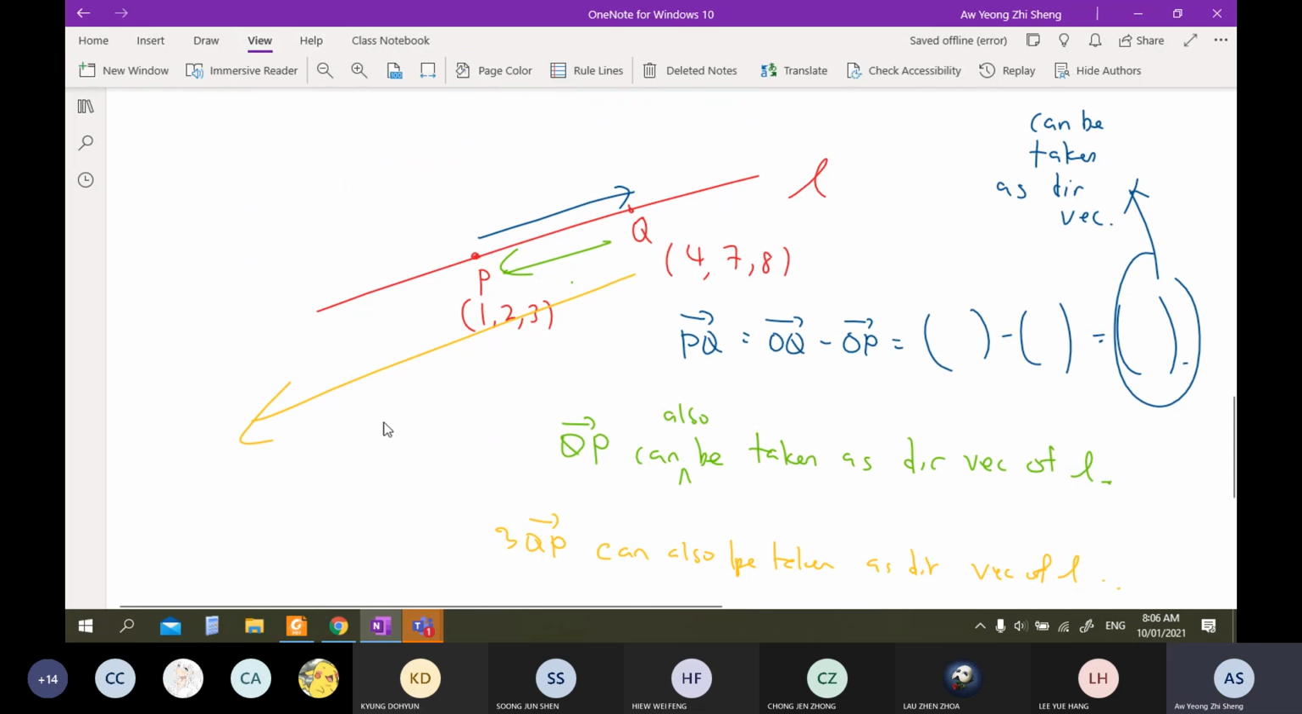Okay, so from this discussion here, we see that the direction vector is not unique. Not unique means you can have more than one correct direction vector. And so different people can use different direction vectors. Although most people will just use PQ or QP, it's not wrong if you want to lengthen your QP or shorten your QP to be used as a direction vector. It's not wrong. So there are infinitely many correct direction vectors.